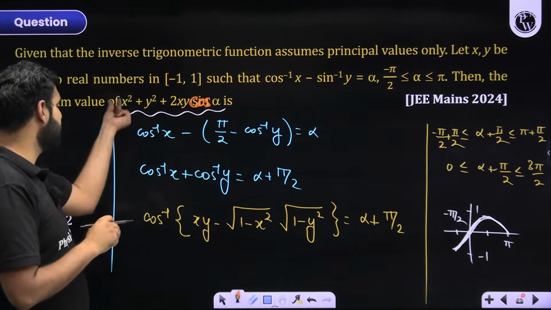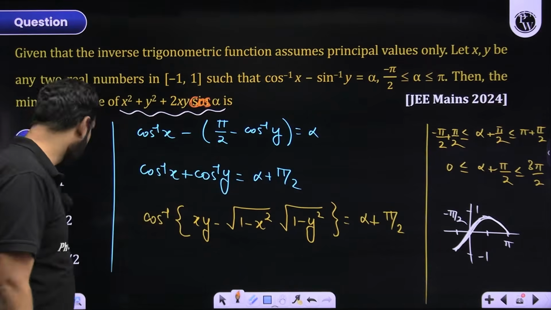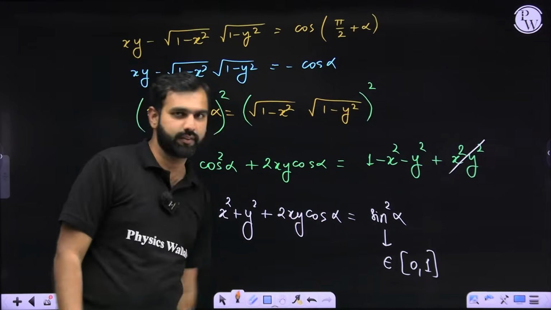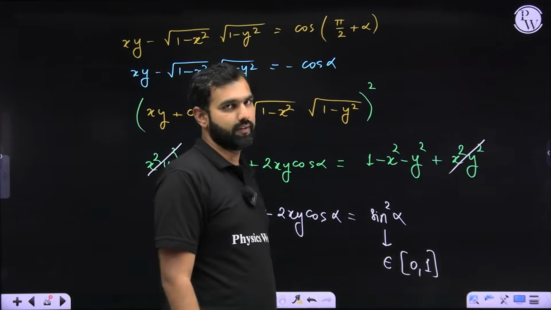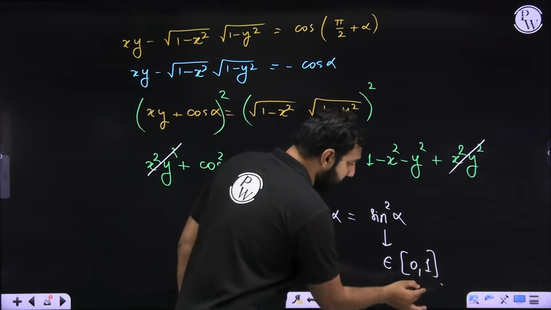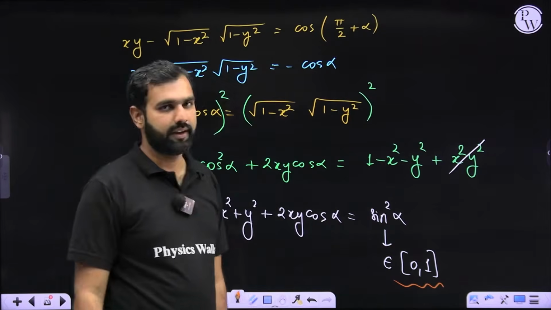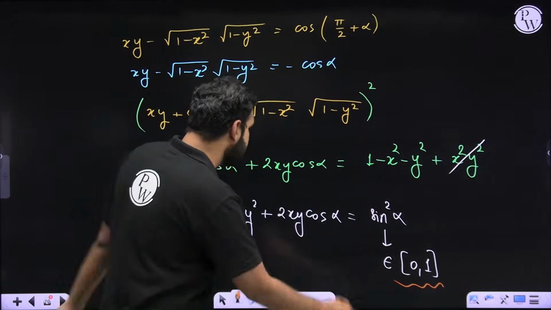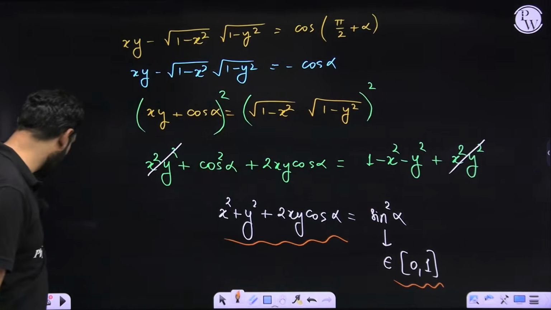Let's say the question is x square plus y square plus 2xy cos alpha. In that case, would you not say x square plus y square plus 2xy cos alpha we have cracked as sine square alpha? And we know sine alpha is between minus 1 to 1. So sine square alpha lies between 0 to 1. So the minimum value of sine square alpha will be 0, and hence the minimum value of this expression will also be 0.